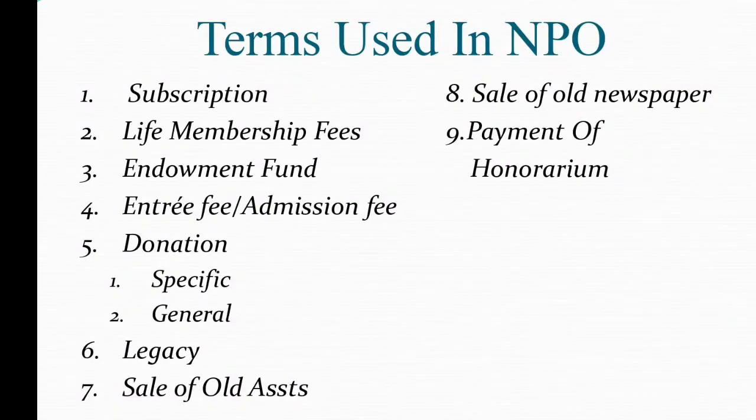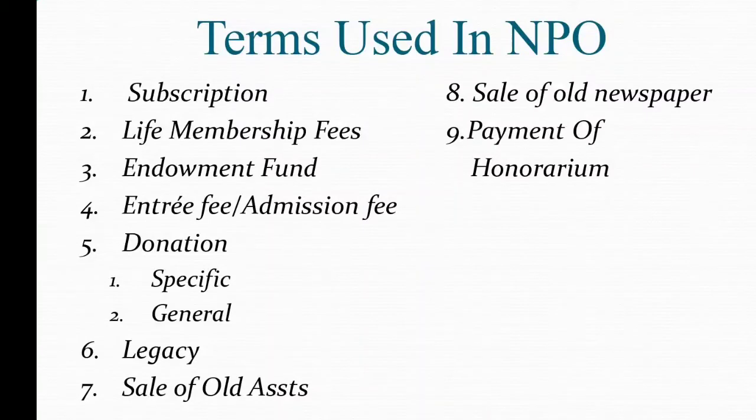Now the second one is life membership fees. Life membership fees is the fee which is received by the organization once in the lifetime of the member. As the name shows, life membership fees means the member pays only one time to the organization. So it is of capital nature because it is paid only once by the member, and it is shown on the liability side of the balance sheet.